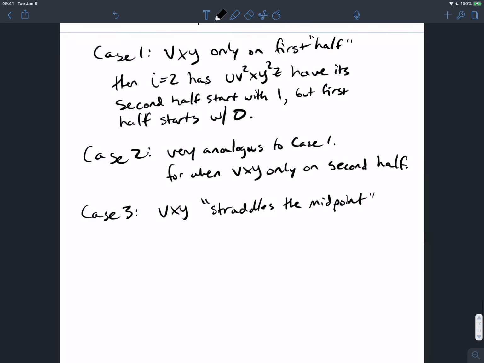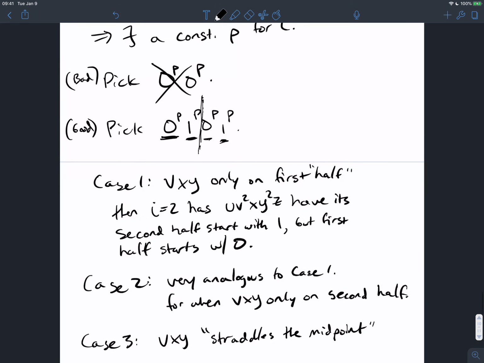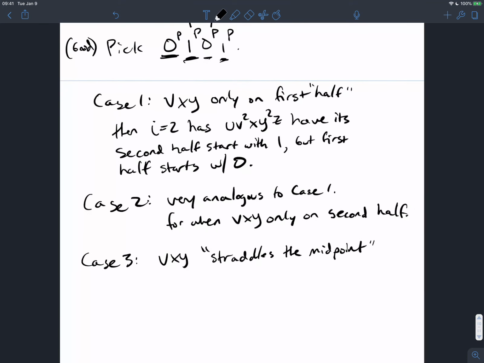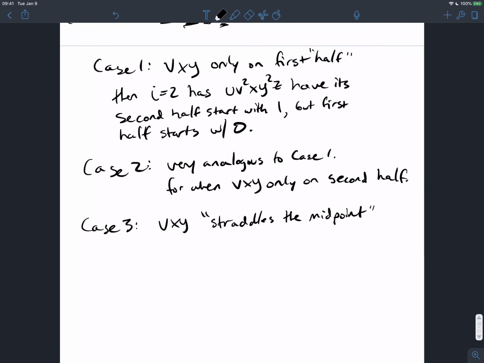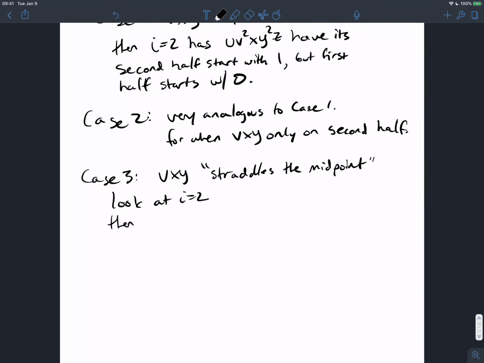Couldn't one of those ends be touched? No, because if you look at the string, let's delete this line in the middle, then that must mean that we span right here. But since the length of VXY is at most p characters, I can't go too far. Other questions? Okay, so it straddles the midpoint. Fine. So let's look at i equals 2, then the first half ends with more ones than the second half does.